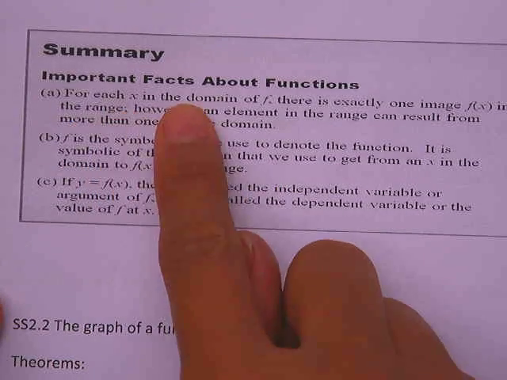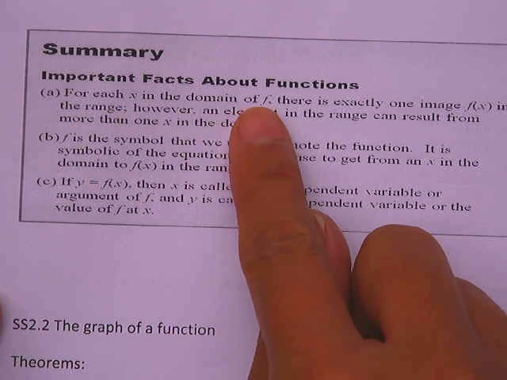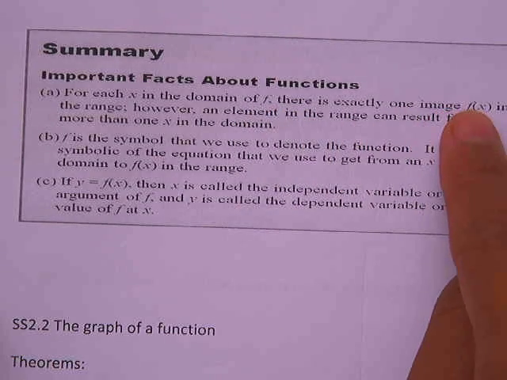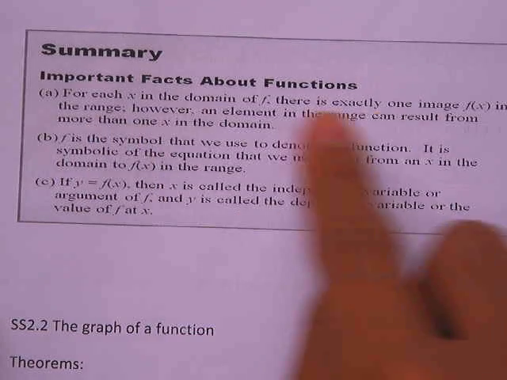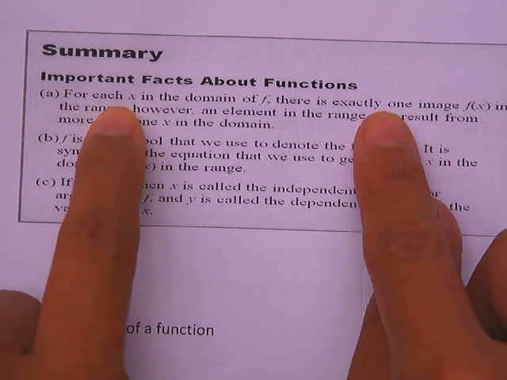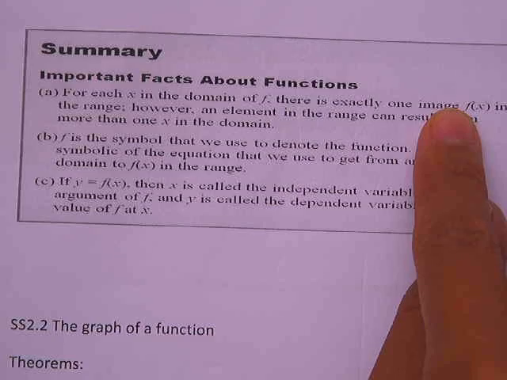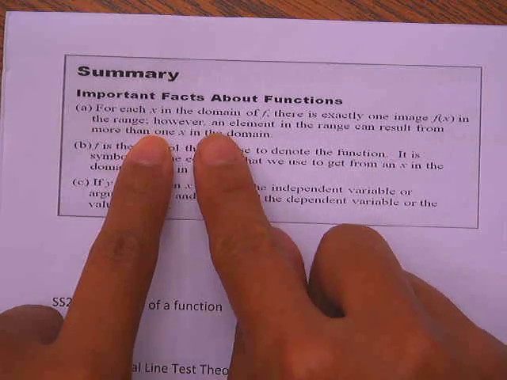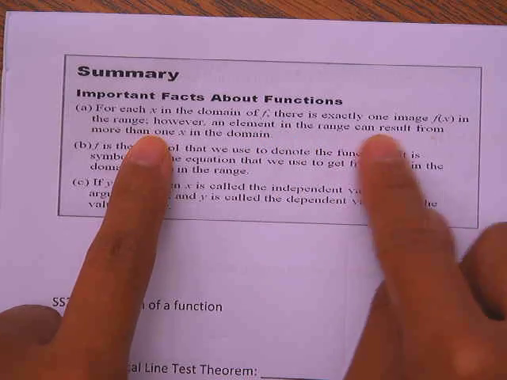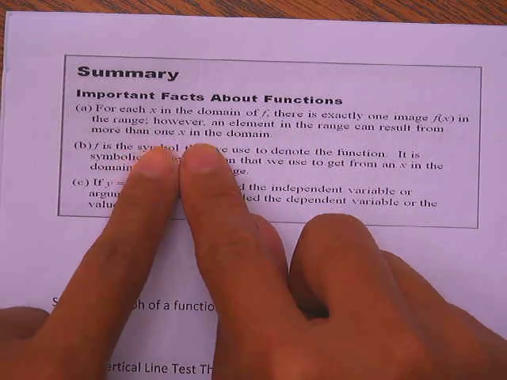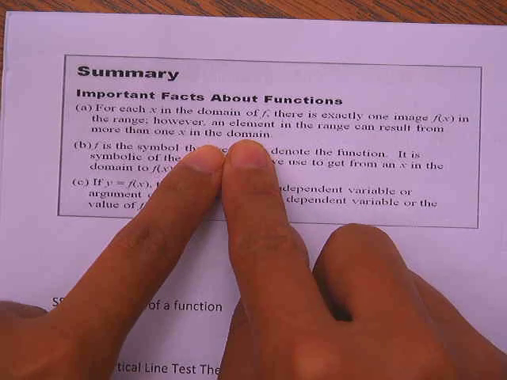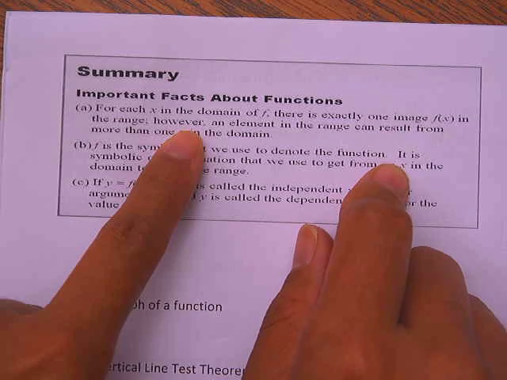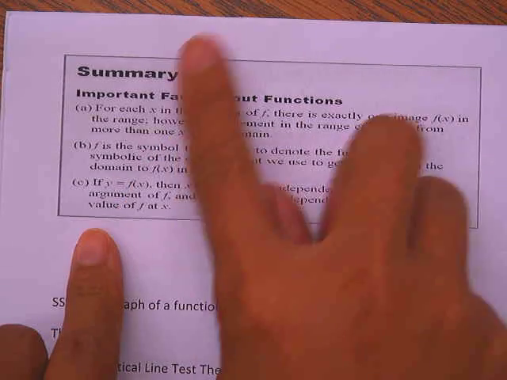For each x in the domain of f, which is whatever function I'm going to give you, there is exactly one image, f of x, in the range. That means for each x you put in, you should get one y. Okay? F of x is similar to y in the range. However, an element in the range can result from more than one x in the domain. That means you can have two x's for one y, but you can't have two y's for one x.